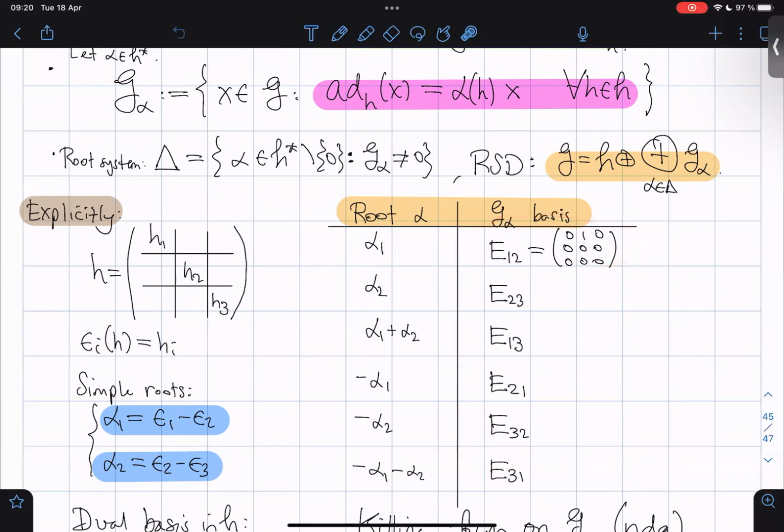Similarly, you get these other ones. So E23, that's a 1 in the 2, 3 position.